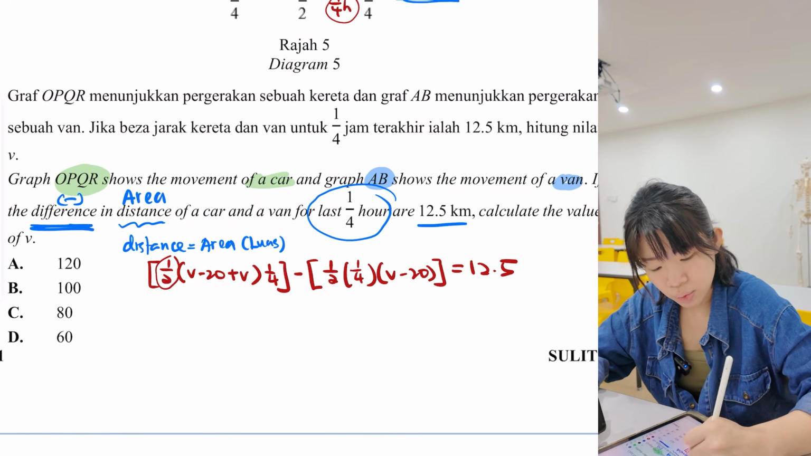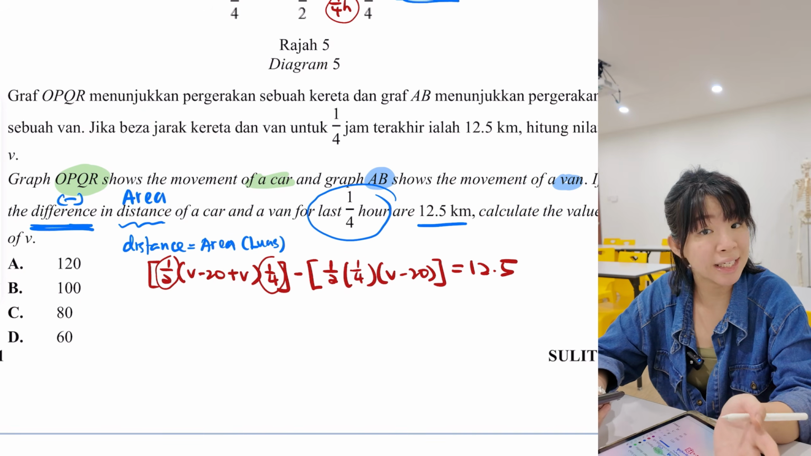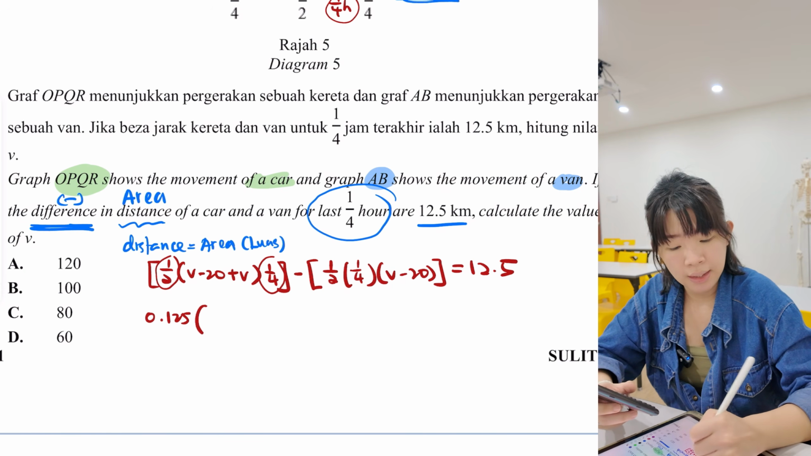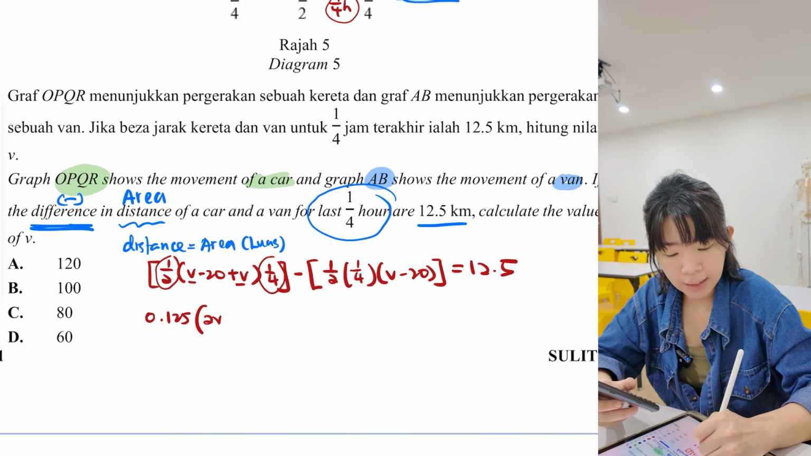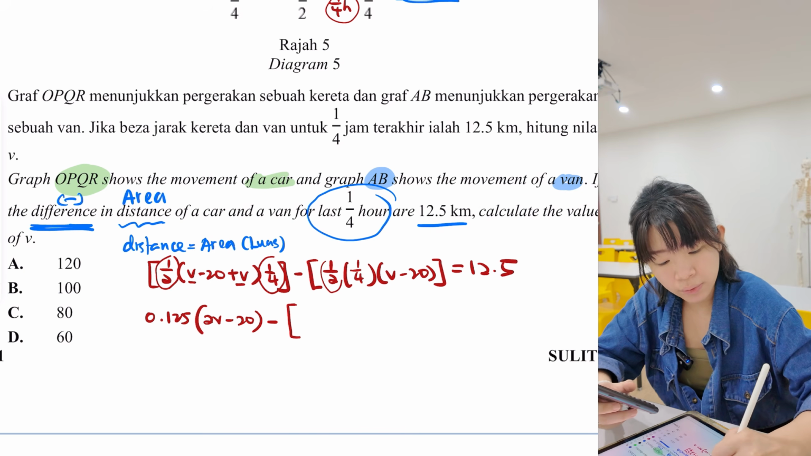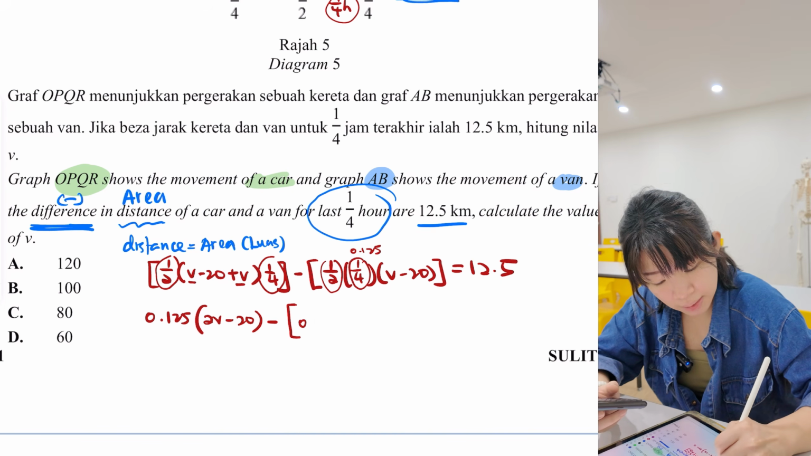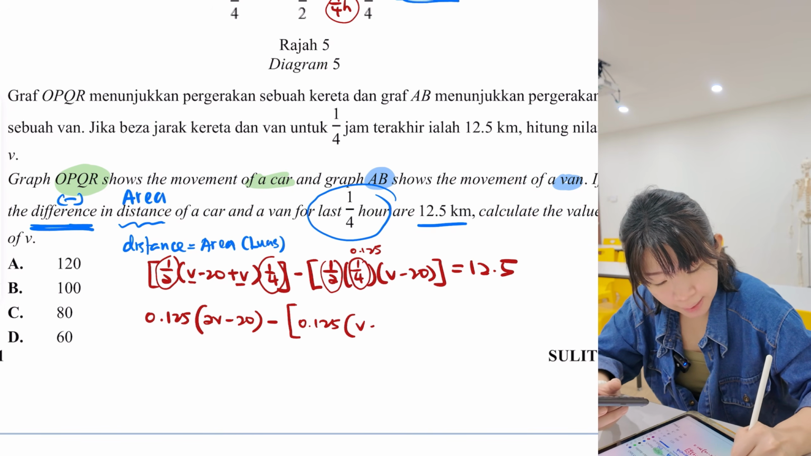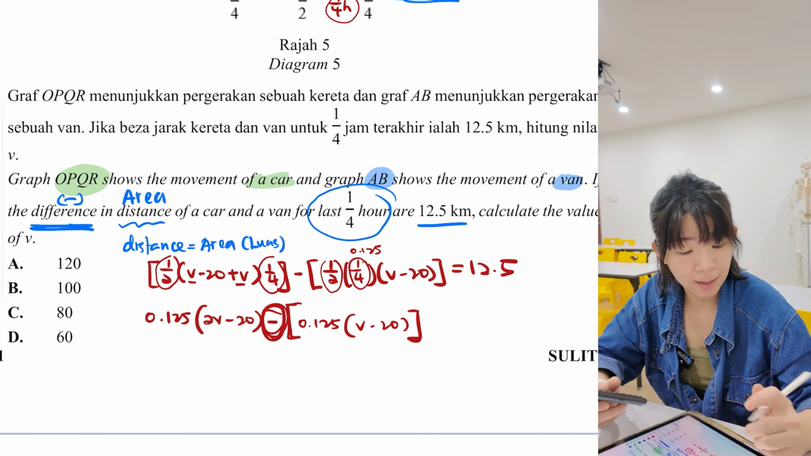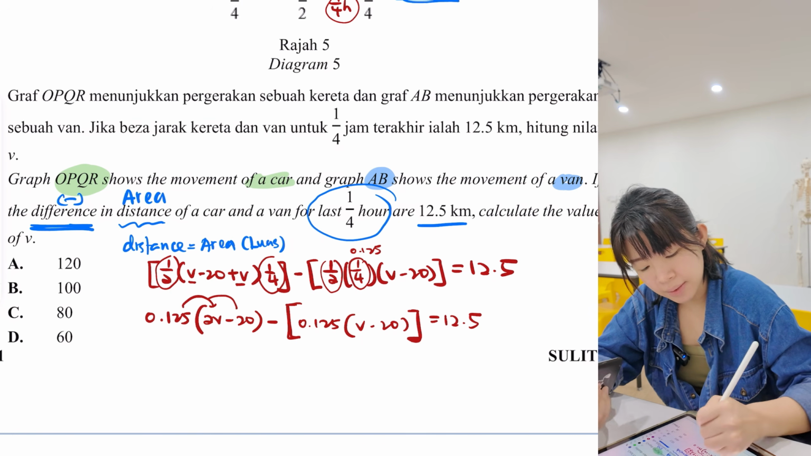Okay, so this 1/2 times 1/4 is 1/8. I prefer to change to decimal. 1/8 is 0.125. Then things in the bracket, V plus V, 2V minus 20. Minus, make sure you still put bracket. So 0.125 bracket V minus 20. Remember, still keep the bracket because of the minus here. Equals to 12.5. Alright, now expand.